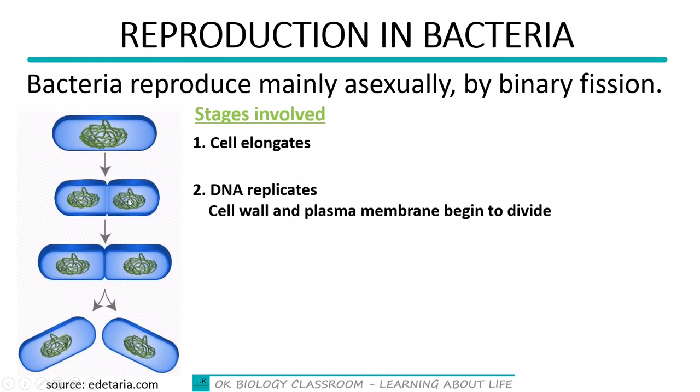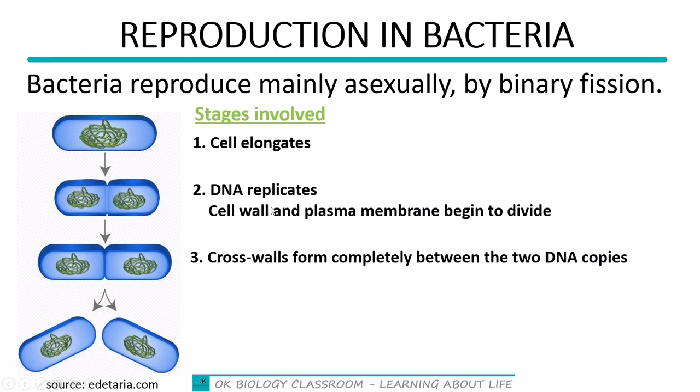And when this is done, the cell now begins to divide. So you can see it here, as the cell has begun dividing. Then a cross wall would be formed completely between the two DNA copies. So you can see this is what I mean. The cross wall has been formed so that would lead to the separation of the two cells. And finally the cells separate to become two new individuals.